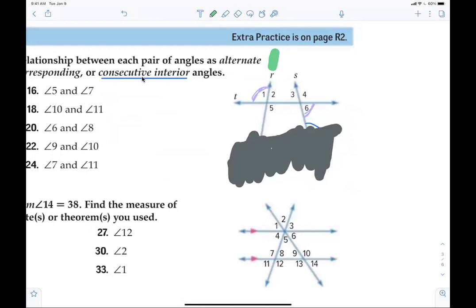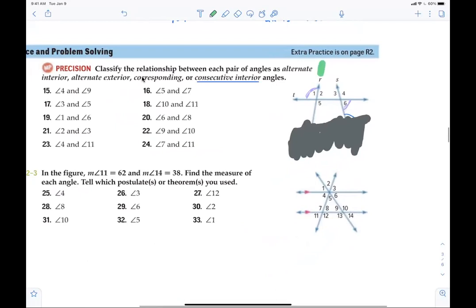All right, Olivia, so number 22 would be corresponding. Okay, no. All right, 21, would that be consecutive interior? Yes. Right, that's what I'm saying. They're just observations you're making. All right, observations. All right.